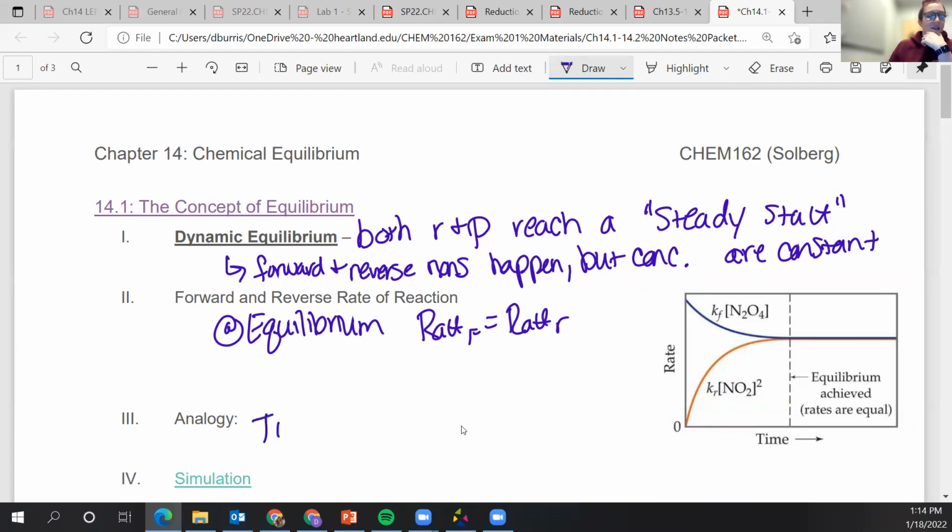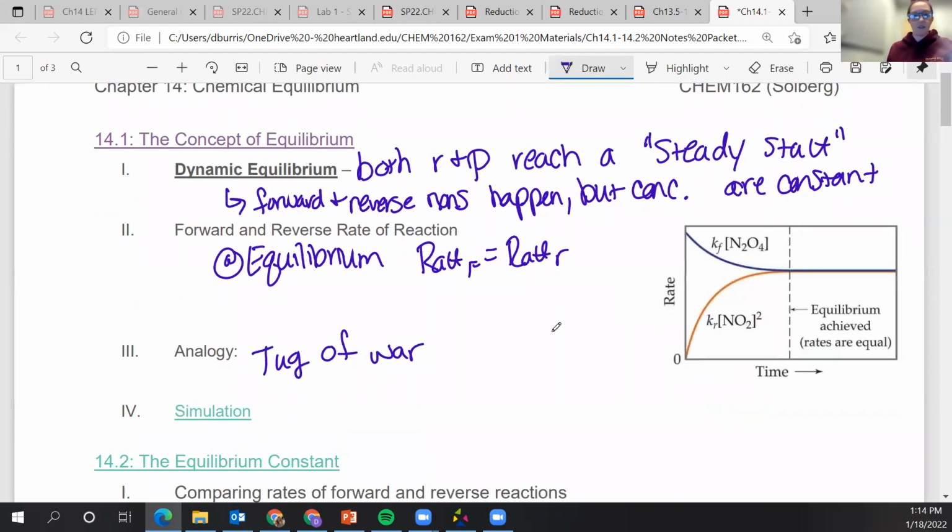So an analogy for this is like a tug of war, right? At some point, you're both pulling still, but it's not moving because you are at equilibrium. So we might be over here, we might be over here. Forward and reverse reactions are happening, just not changing because you're at equilibrium, okay? Now, again, that does not mean that the concentrations are the same. Tug of war analogy, that doesn't mean that one team isn't stronger than the other. One probably is stronger. It's just that it's not moving anymore. So not the same concentrations, just the same rate, okay? They can all have different concentrations.